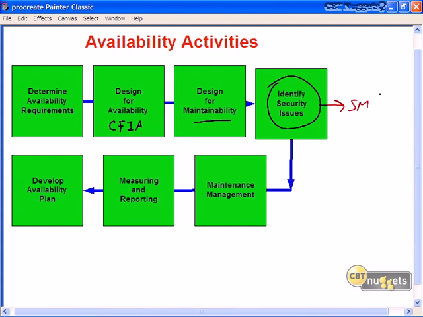Then we'll look at the process of maintenance management. Scheduling windows of unavailability for periodic maintenance, upgrades, updates. And this could be based on that CIFA that we just mentioned. Of course, the next thing after maintenance management is an ongoing process of measurement and reporting.